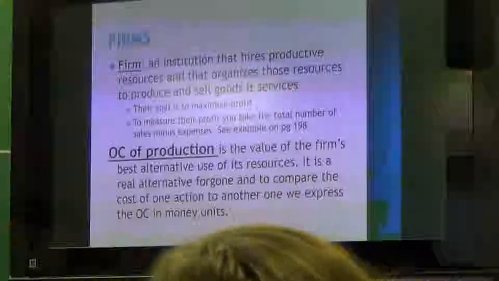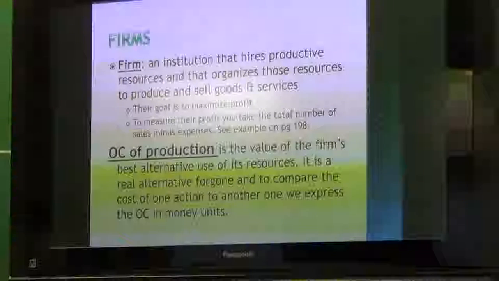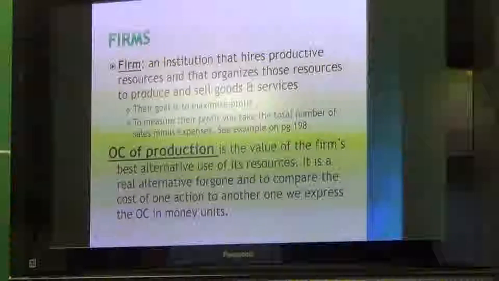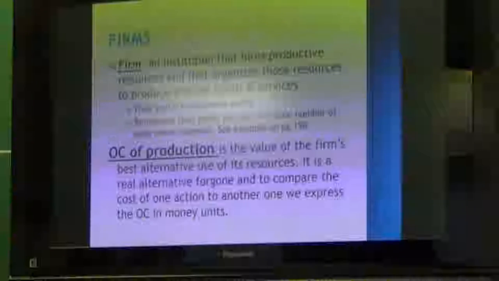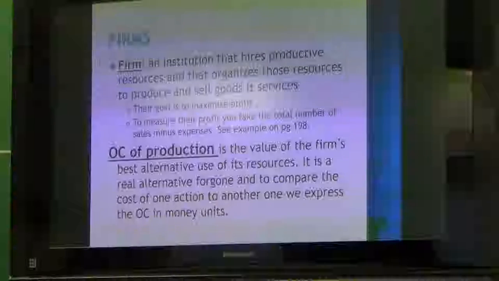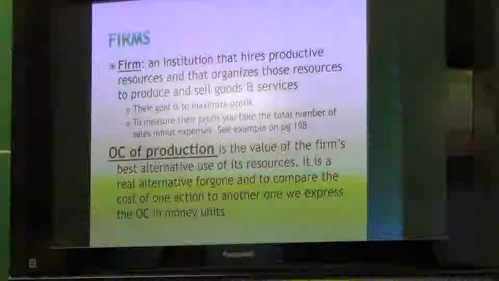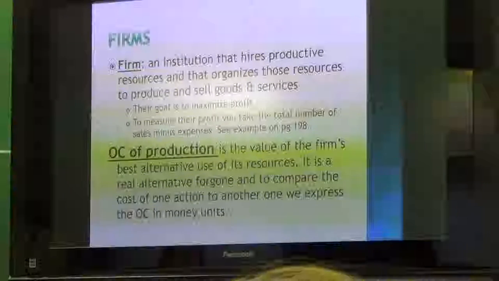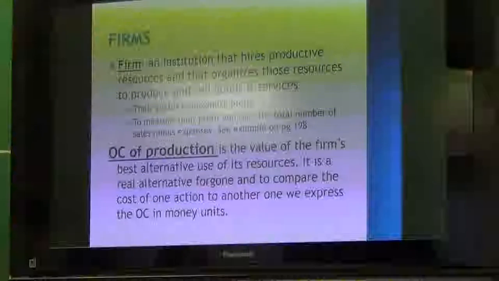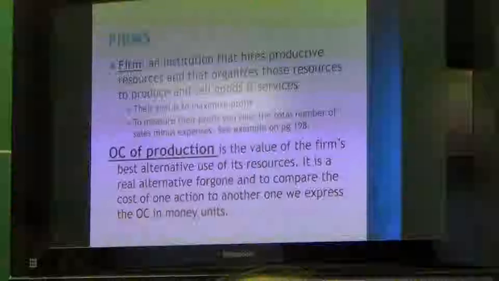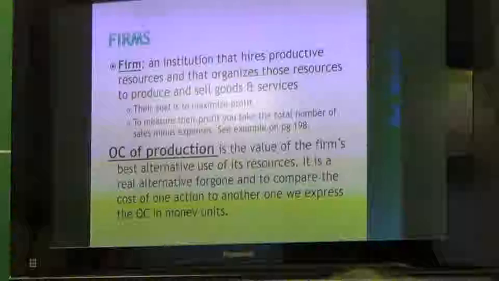So a firm, you should know this by now, is an institution that hires productive resources and then also organizes those resources to produce and sell goods and services. If you think back to week 1, we talked about firms and resources and such. It's a firm's goal to maximize their profit, and to measure their profit, you would take total sales minus expenses. So page 198 has an example of that. Instead of typing it out, we'll just read it.